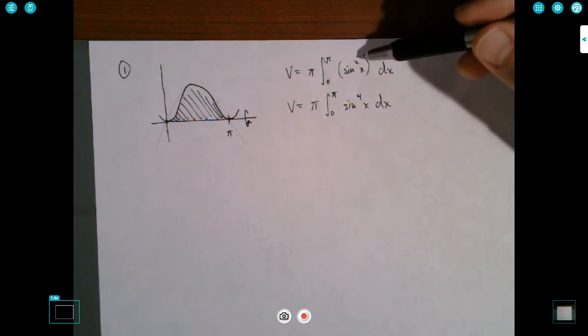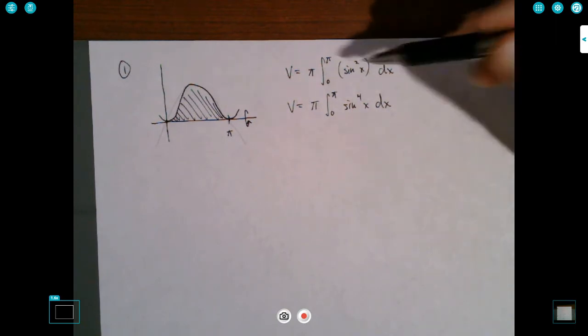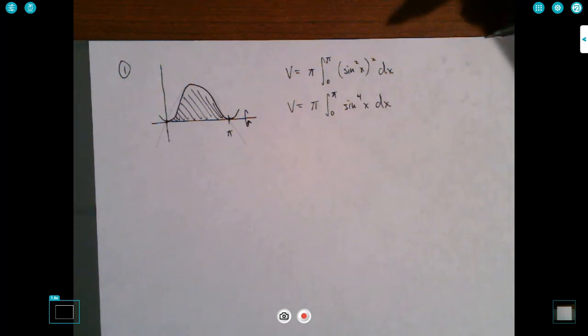You have an identity for that you should have learned in trig. You know that sine squared x should be 1 minus cosine 2x over 2. Or in other words, 1/2 times 1 minus cosine 2x.